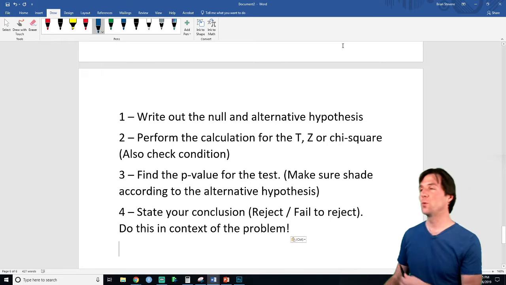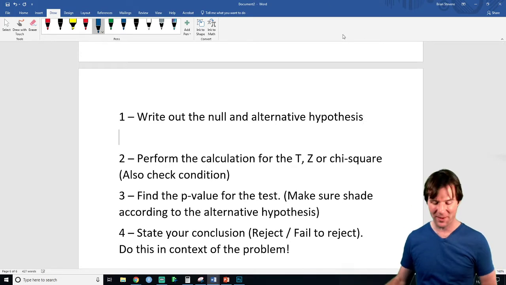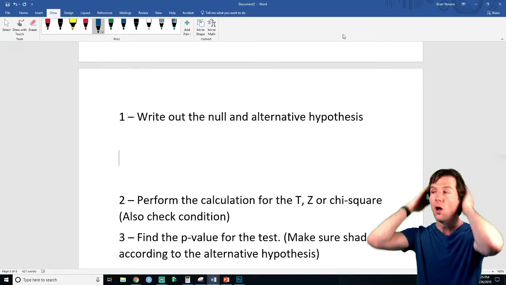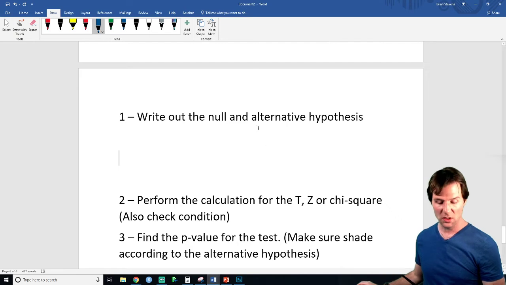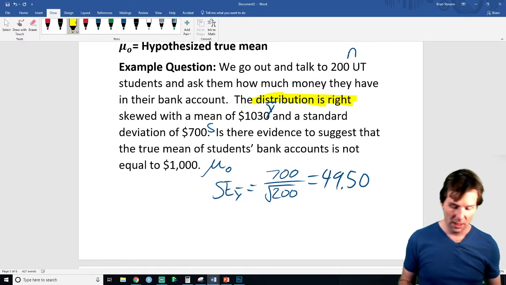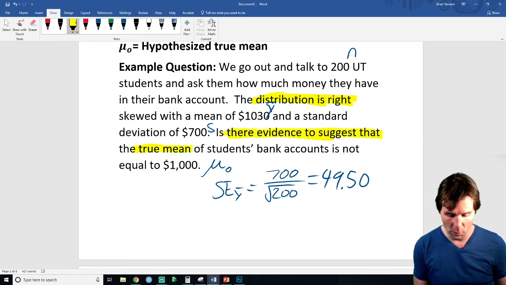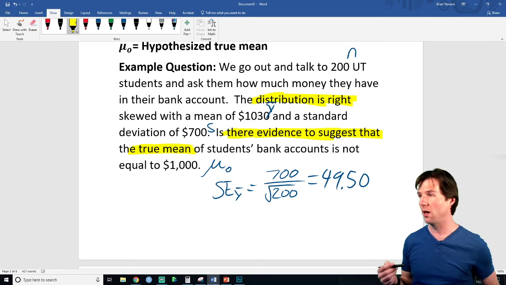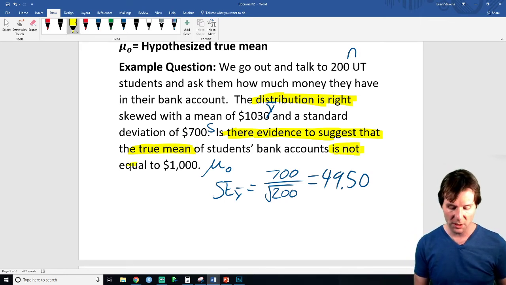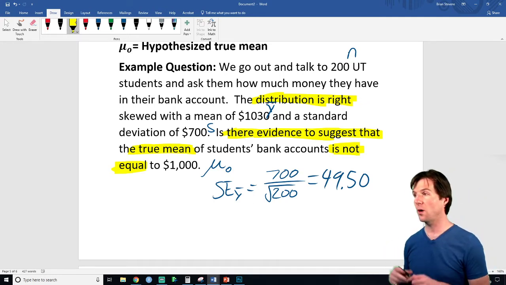Okay, so write out the null and alternative hypotheses. We are testing the mean. Always look at these equations and see what it says we're testing. It says, is there evidence to suggest that the true mean, I know I'm looking at mu now, of students' bank accounts is not equal to this right here. So I have not equals to. That's telling me the alternative right there.